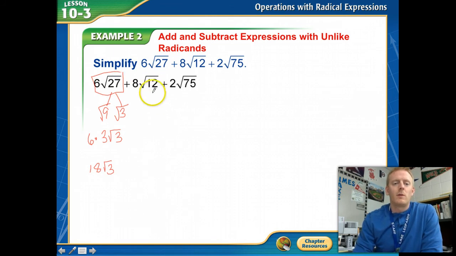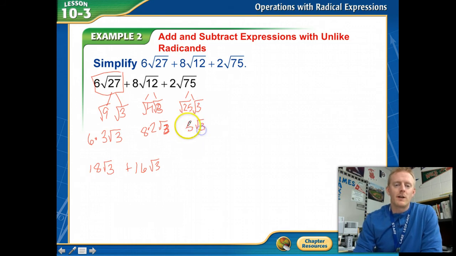Now we're going to break down the 12 into a 4 and a 3, and that turns into 2 square roots of 3 times that 8 that was already out there, so we have plus 16 square roots of 3. I'm sorry, this is a 3. Don't tell anyone that I made the mistake. Next one we're going to break down into a 25 and a 3. Square root of 25 is 5, so we have a 5 square roots of 3 times the 2 that was already there, so we have plus 10 square roots of 3.